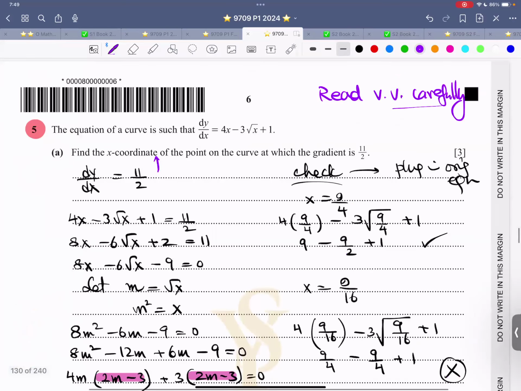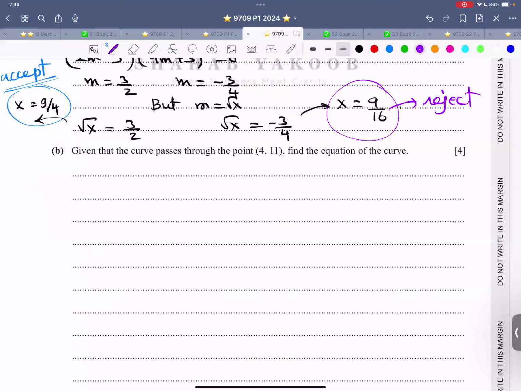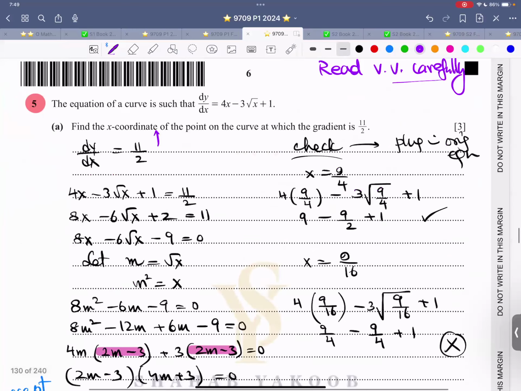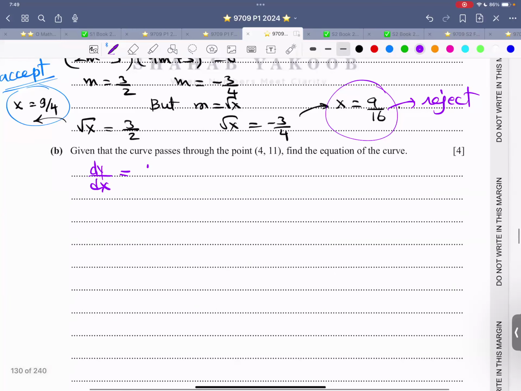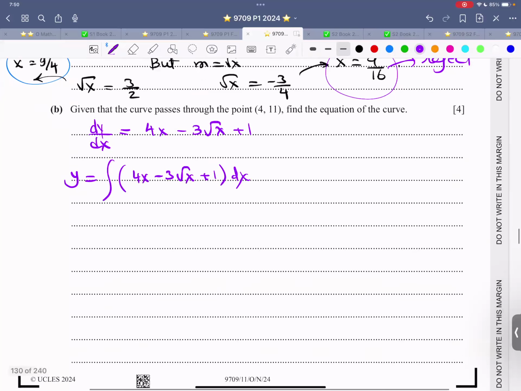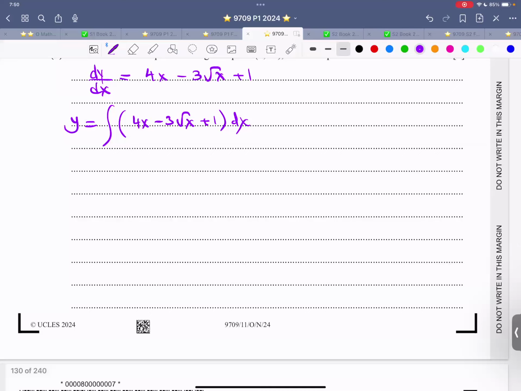This is integration. So dy by dx, let me write it again. Dy by dx is equal to 4x minus 3 root x plus 1. Therefore, y is equal to the integration of 4x minus 3 root x plus 1 dx. Now look at all my steps. I'm doing every single piece of working. I don't want to give the examiner a single reason for deduction of my marks.